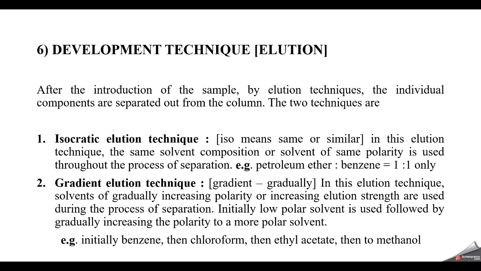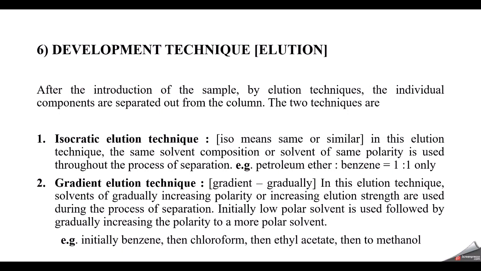The two techniques used in development are the isocratic elution technique and the gradient elution technique. Iso means same or similar. In this elution technique, the same solvent composition, or solvent of same polarity, is used throughout the process of separation. Example: petroleum ether and benzene, in a 1 to 1 ratio only.